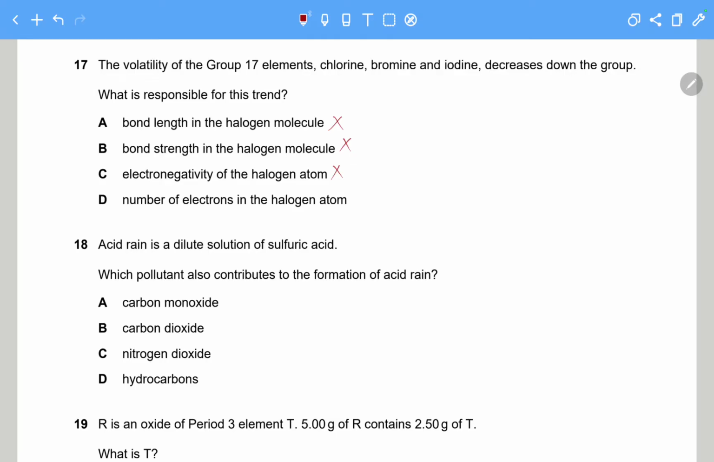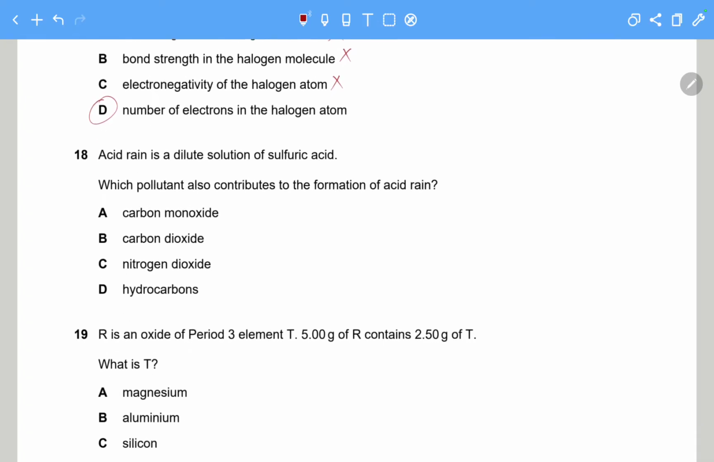Yes, this does affect the intermolecular forces, because remember, the higher the number of electrons, the stronger the van der Waals forces between the molecules. And the stronger the van der Waals forces, the lower the ease with which the substance vaporizes, because more energy is needed, and therefore the volatility will decrease. And this does indeed explain the trend.